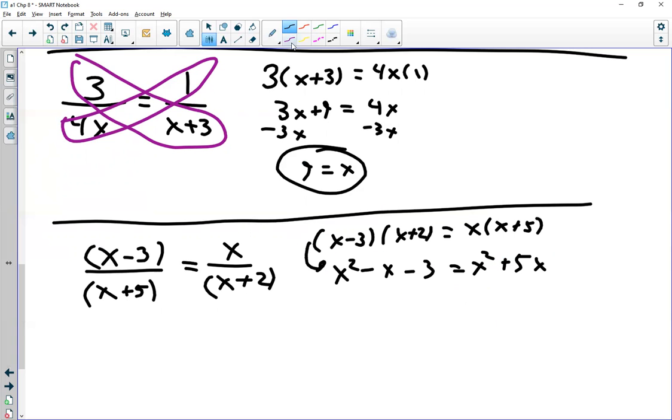Then here, I'm going to subtract. Now, if I subtract x squareds on both sides, what's really nice is they both cancel out. So all I'm left with is negative x minus 3 equals 5x. So plus x on both sides, 6x.